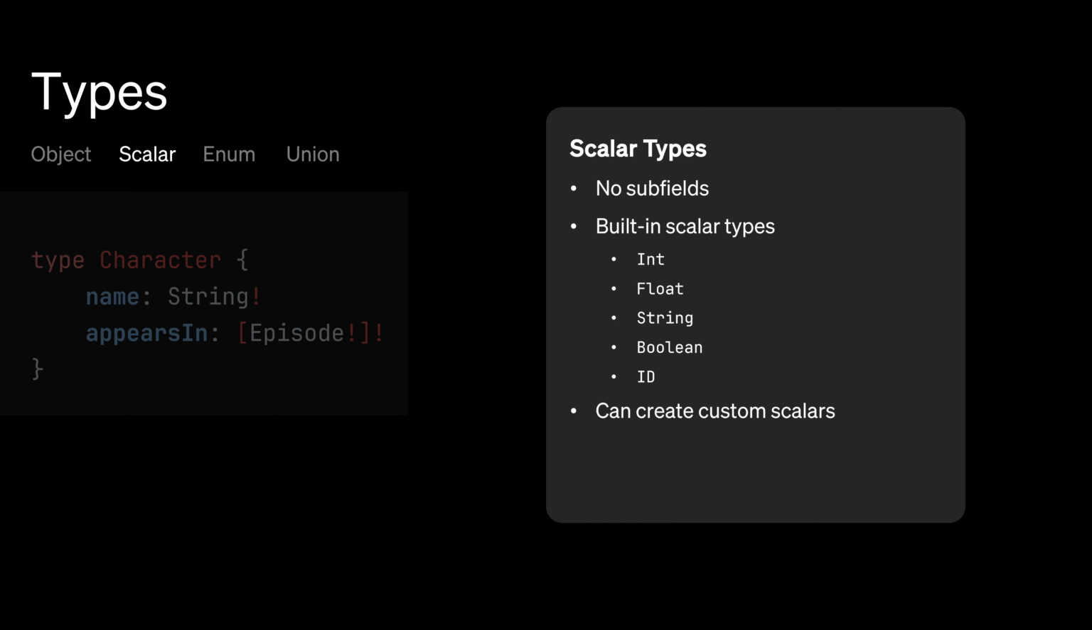And there's 5 built-in scalar types. You have int, you have float, a decimal number, string, a string, boolean, true or false, ID, also usually a string, but it's more meant for identifying objects, and it's a separate type because it's not meant to be human readable. And you can create custom scalars in your application for whatever use cases you have.